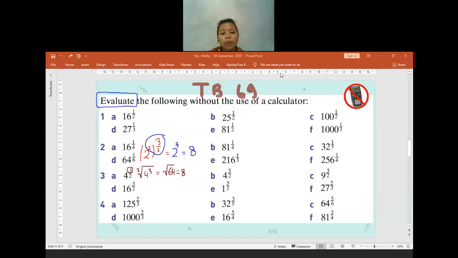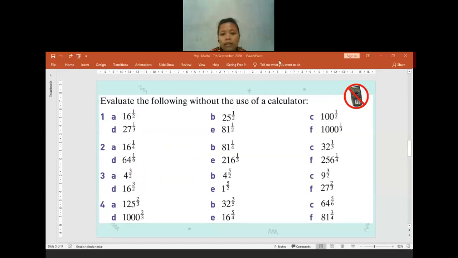For question 3b, we have 4 to the power of 5 per 2. So the first thing, there are two ways that you can do. You can change the number into a root, or you can change the base number into another index number. Either one is okay. Is there anyone who wants to try to answer? Is there anyone who already found the answer?